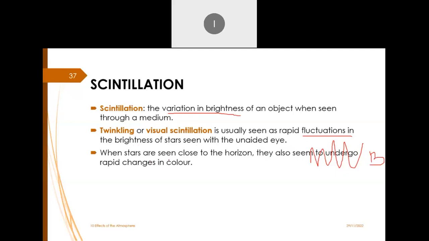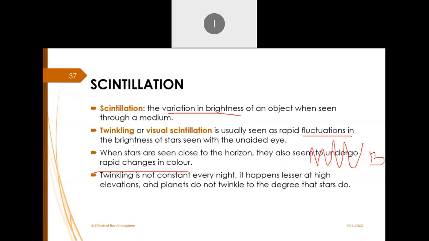When stars are seen close to the horizon, they also seem to undergo rapid changes in color. Twinkling is not constant every night. It happens less at high elevations, and planets do not twinkle to the degree that stars do. Normally in the night sky we will see a star twinkle, but not a planet. A planet commonly does not undergo rapid changes in color.